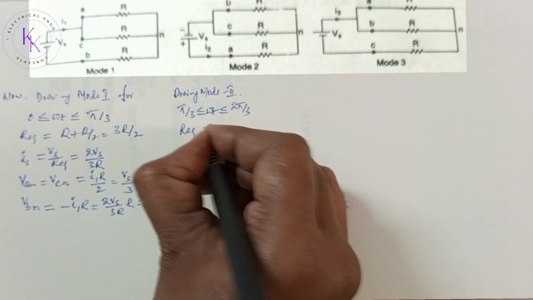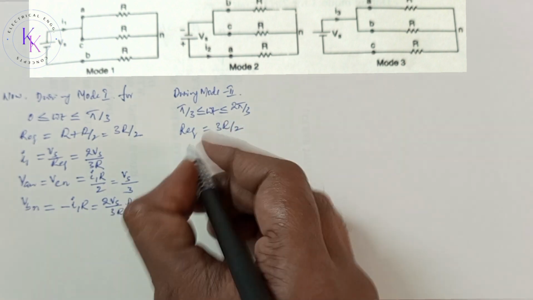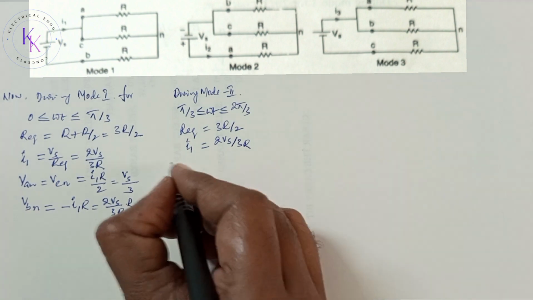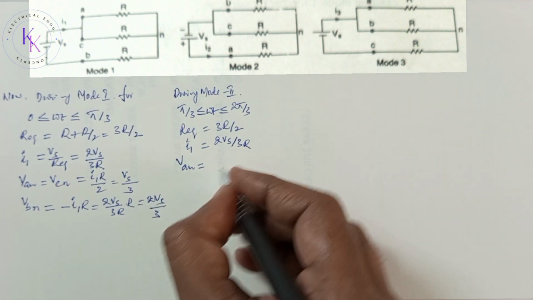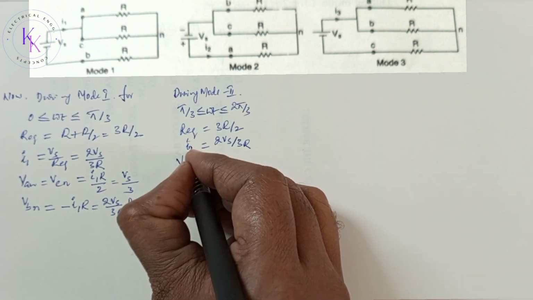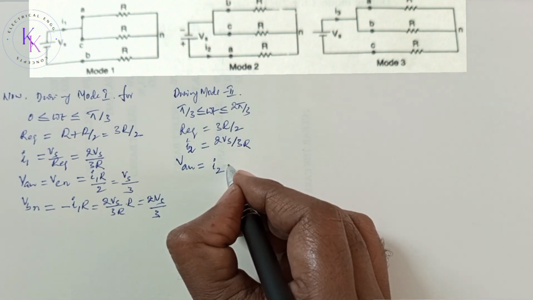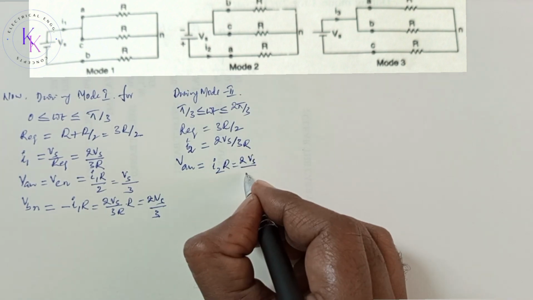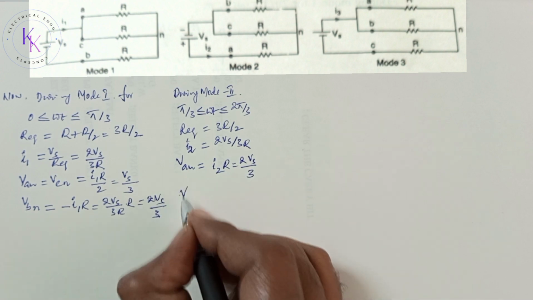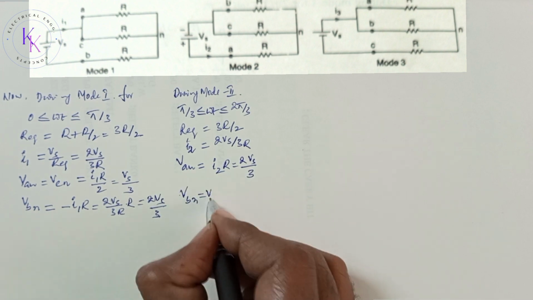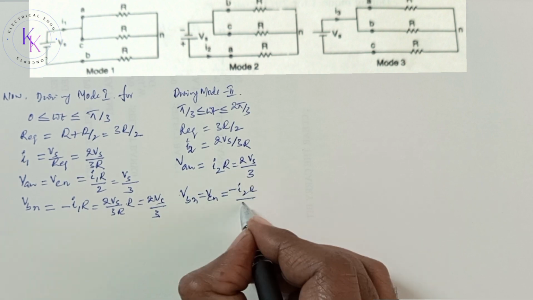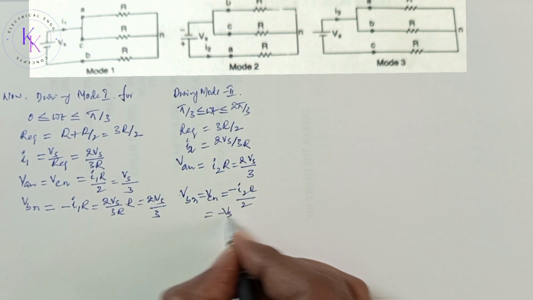R equivalent equals 3R by 2, and I1 equals 2 Vs by 3R. Here VAN equals I2, sorry, this is I2 for the second circuit, R, that equals 2 Vs by 3R, R gets cancelled, 3, and VBN equals VCN, that equals minus I2 R by 2, that equals minus Vs by 3.